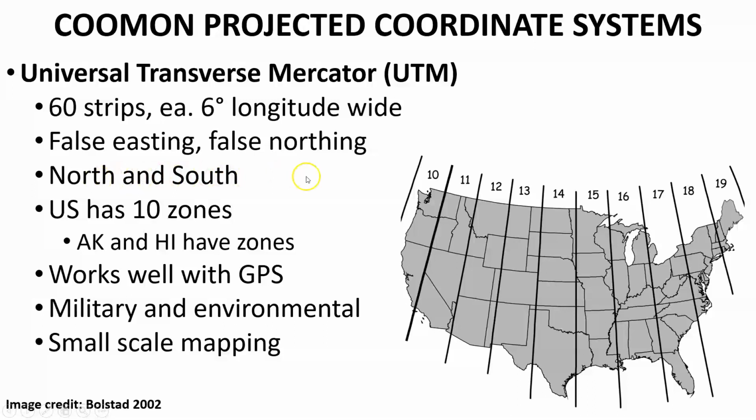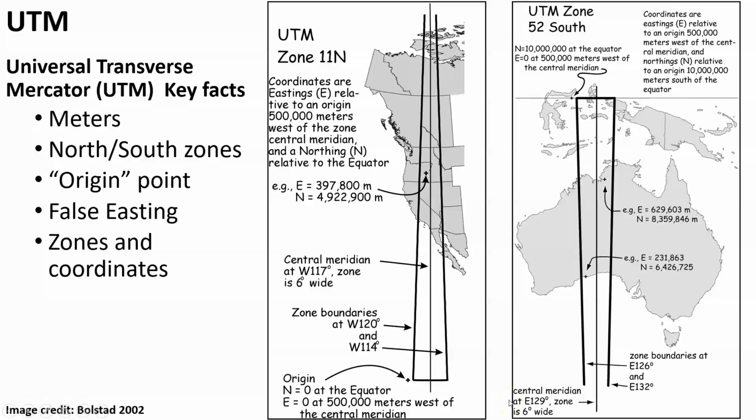UTM zones have a north-south orientation. We also use false eastings as well. The UTM zone works well with GPS data, and you're going to see UTM used in military operations, but also environmental operations and uses. And this type of map is ideal for small-scale mapping because there's less distortion along these different 6-degree zones.